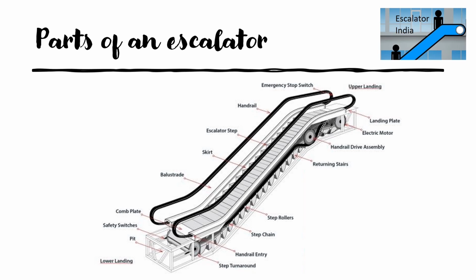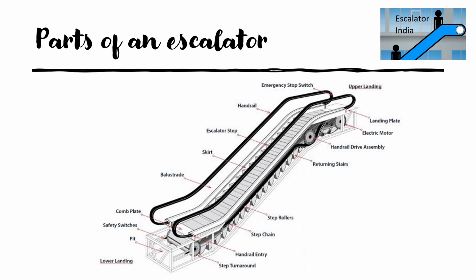Balustrade is the glass portion which you see, or sometimes in metros or railways it will be made up of stainless steel. That portion from lower to upper part is called the balustrade. Above the balustrade, one black handrail will be there, which moves along with the step. That black portion covering the balustrade is called the handrail. The handrail helps us hold and climb the escalator, making it easy and giving us support.